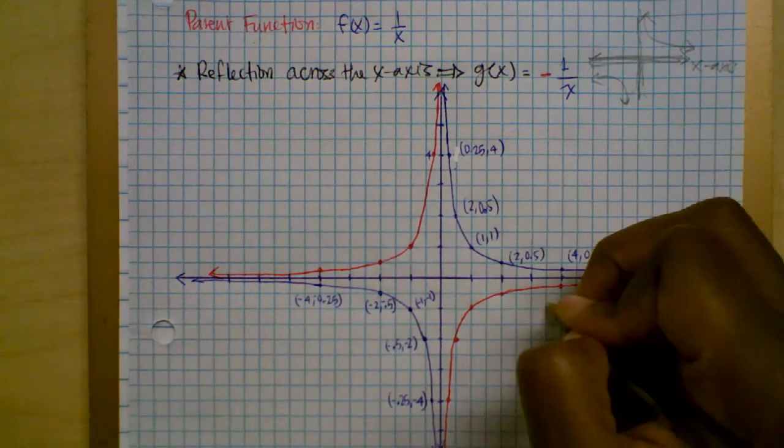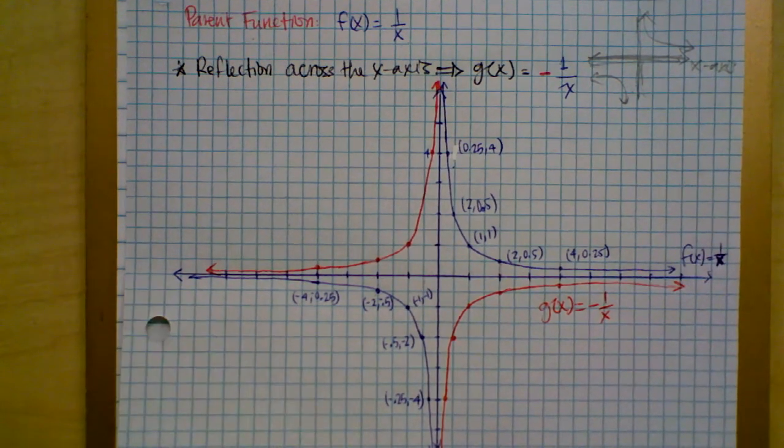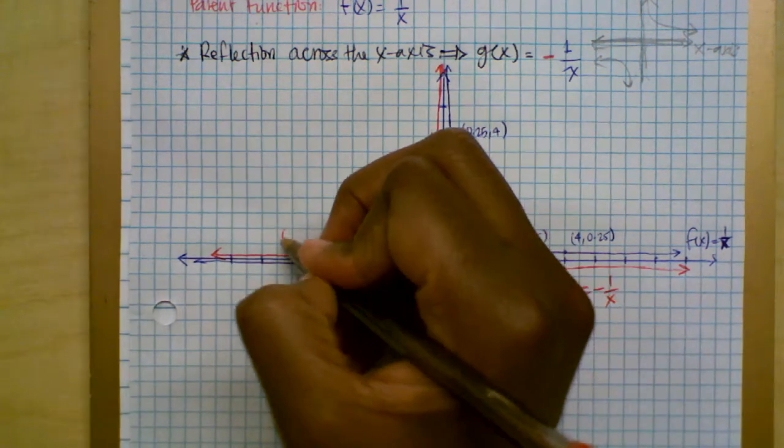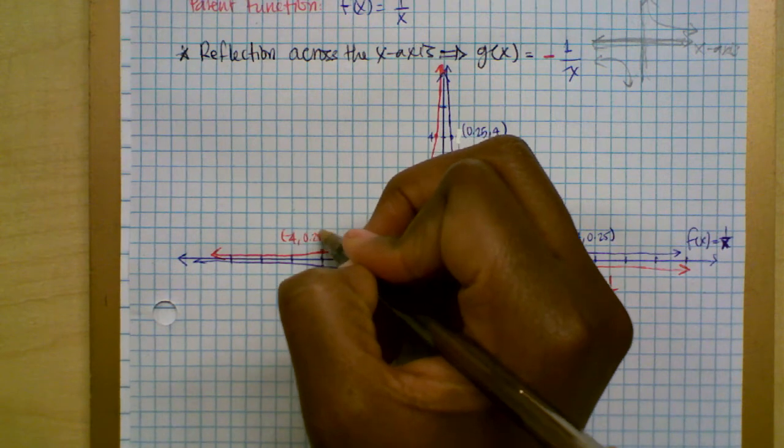And that's the function g of x equal -1 over x. And as you can see, you have a reflection across the x-axis. It's a reflection across the x-axis. So let me show you, let's write the ordered pairs then. So the ordered pair for the new one, this point will have been here. It should have been -4, 0.25.